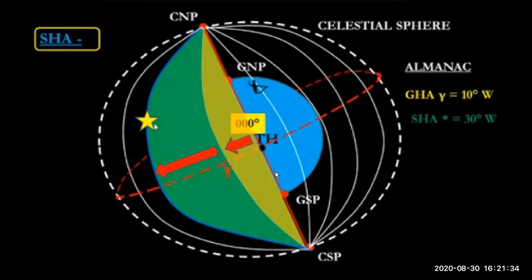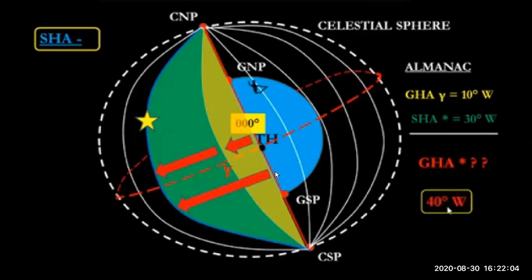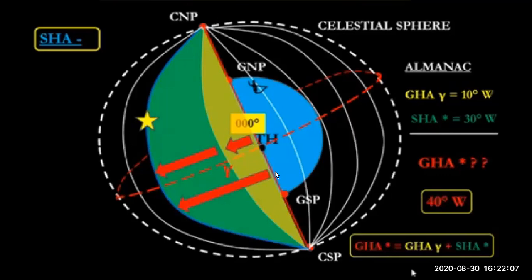Now what do we need to find out? We need to find out the GHA of the star. So the GHA of the star is the main goal, and that we can find out from Greenwich to this star. So we can clearly see that from Greenwich to the star, we add this shaded area and this shaded area. That is nothing but GHA Aries plus SHA star, that is 10 degrees west plus 30 degrees west equals 40 degrees west. So GHA star is equal to GHA Aries plus SHA star, which is very easy to remember. No need to remember the formula.